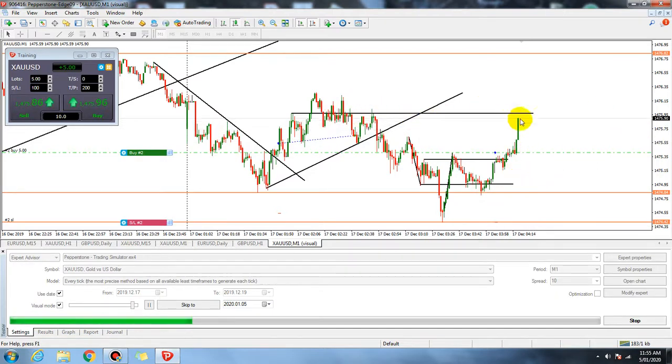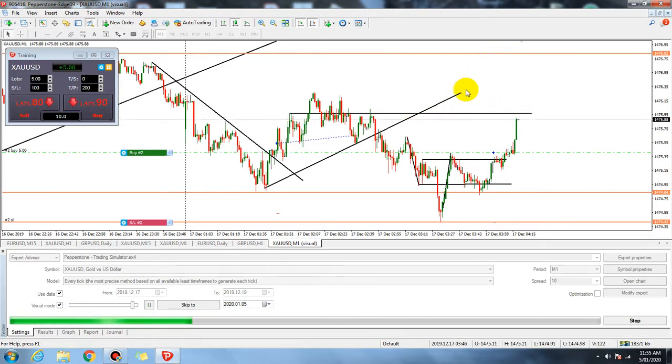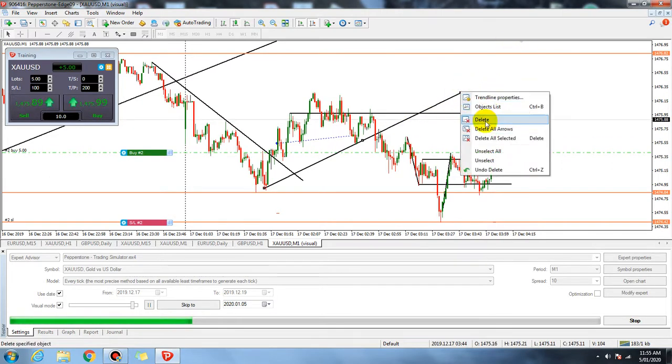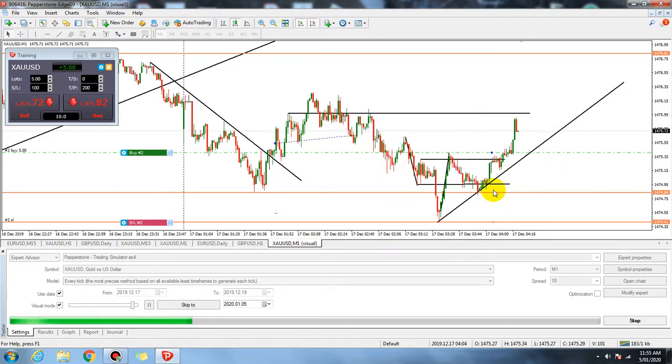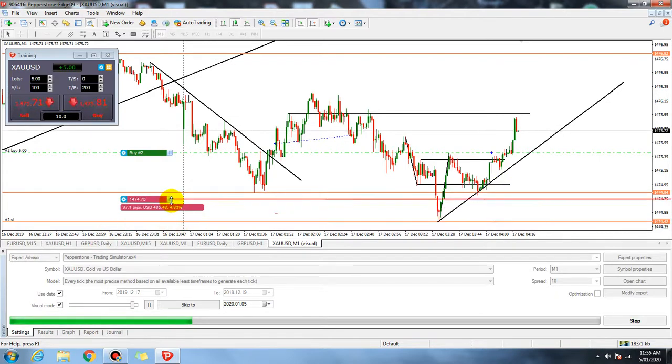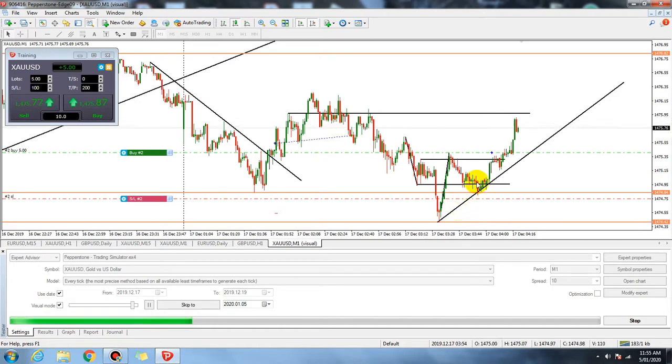Breaking up strongly, we need to break this resistance to make a run for this, is hopefully what I'm looking for. Fairly strong at the moment. I'm going to see price stay above this trend line, and trail this stop up here, below these lows and this resistance.